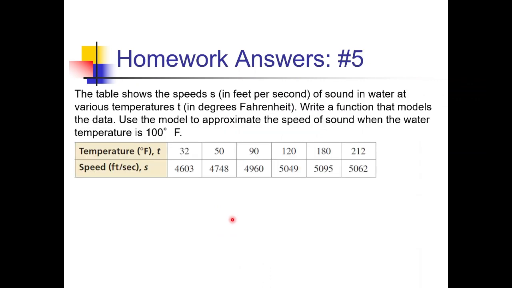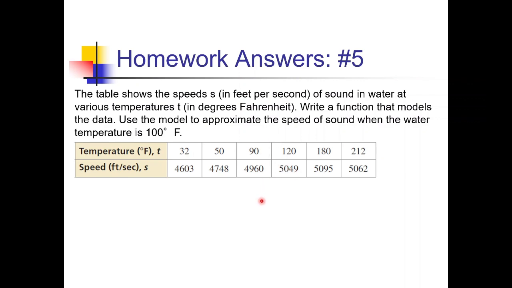For this problem, we have a table showing us the speeds of sound in water at various temperatures. Apparently, the temperature of water changes the speed of sound, which is kind of interesting. And this is quite a change in speeds here. There's like a gap of 400 feet per second. That's crazy. Anyway, we want to write a function that models this data and then use it to figure out how fast sound is going when the water temperature is 100 degrees Fahrenheit. So we would probably expect it to be somewhere between 4960 and 5049, but we'll see.